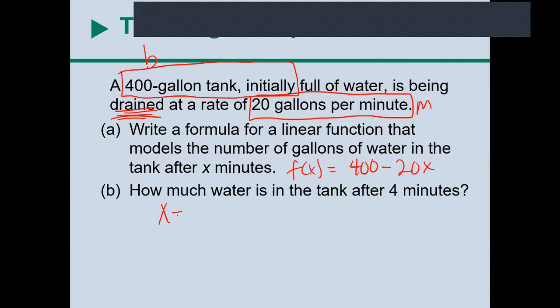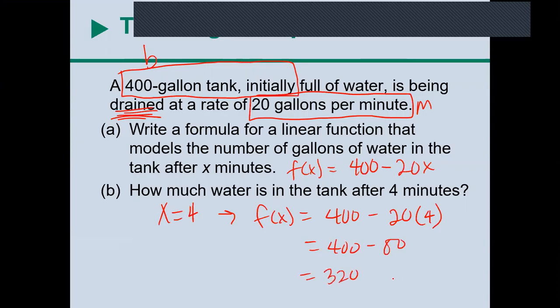So x equals 4. I'm going to plug it in. F of x equals 400 minus 20 times 4. Do we see how that happened? So we have 400 minus 80, which gives me 320 gallons after 4 minutes.